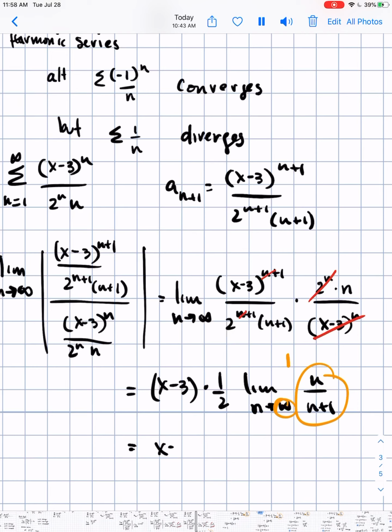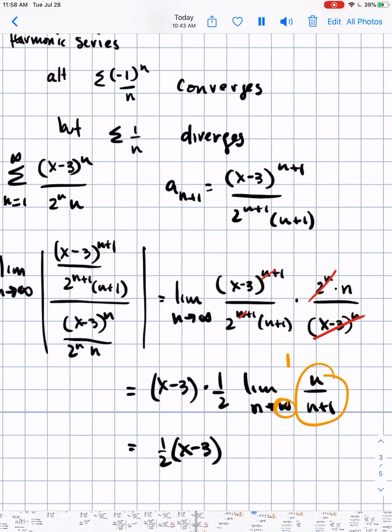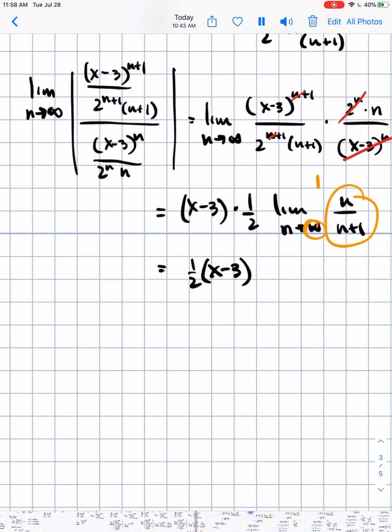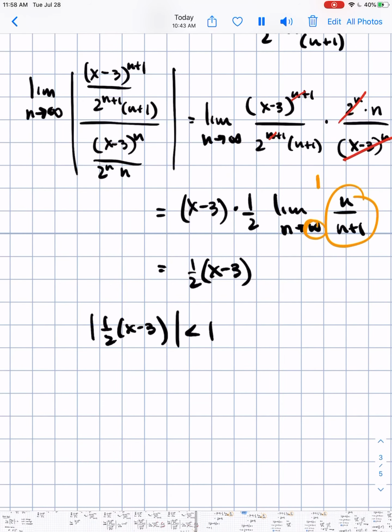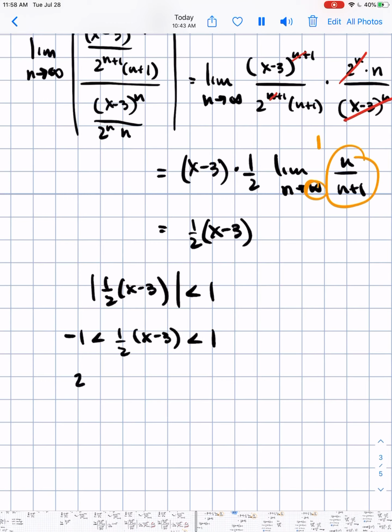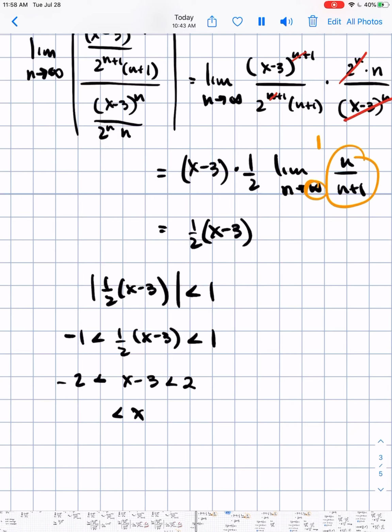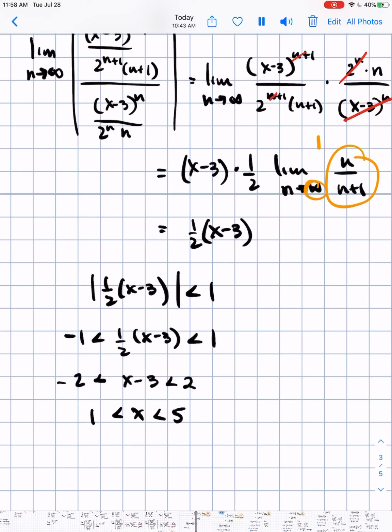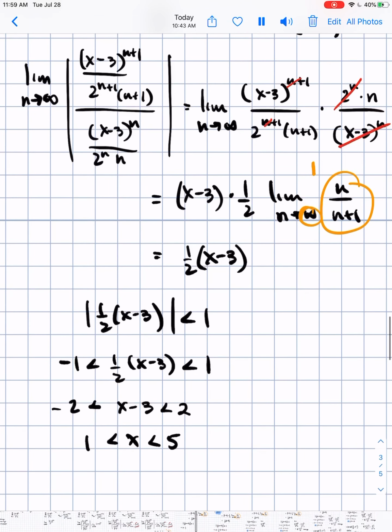So we wind up with 1/2 times the absolute value of x minus 3. All right, what do we want? We want that absolute value to be less than 1. So we know -1 is less than 1/2 x minus 3 is less than 1. So -2 is less than x minus 3 is less than 2. So our interval is going to be from 1 to 5. But one thing that you want to do is check the endpoints. So you've got to check these two endpoints.